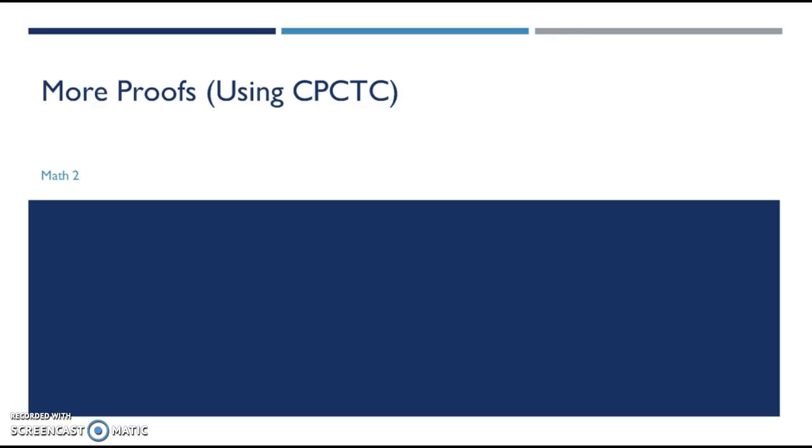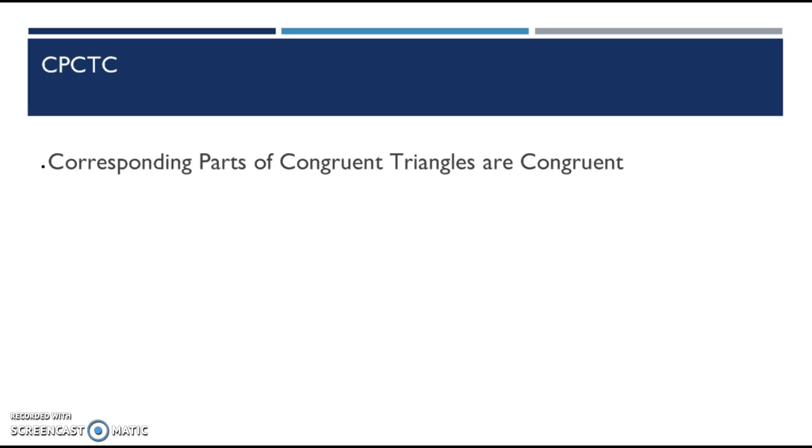Now that we've looked at proofs where we prove that two triangles are congruent, we're going to take it a step farther and we're going to prove that segments or angles in triangles are congruent. And we're going to do that using CPCTC. So remember, it means corresponding parts of congruent triangles are congruent. It's a lot of words, a tongue twister, and a lot of writing, so we just call it CPCTC.